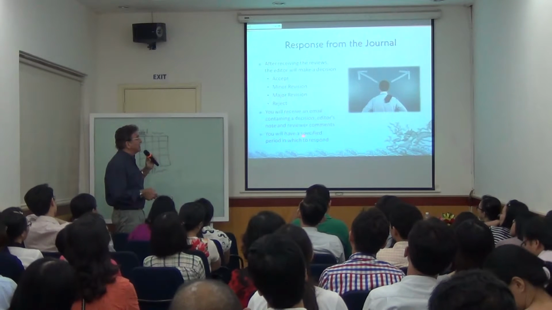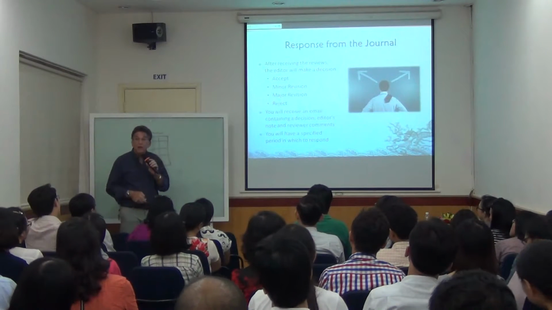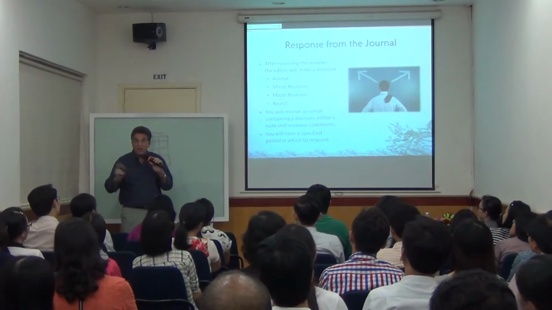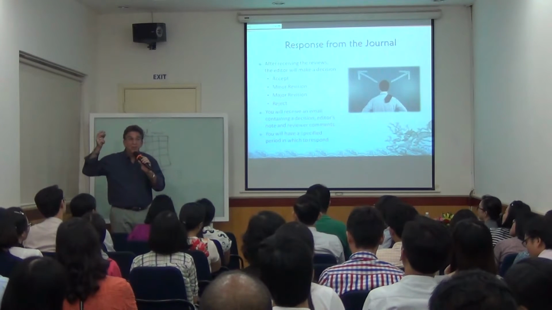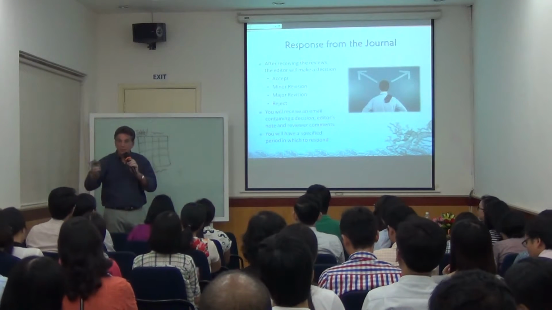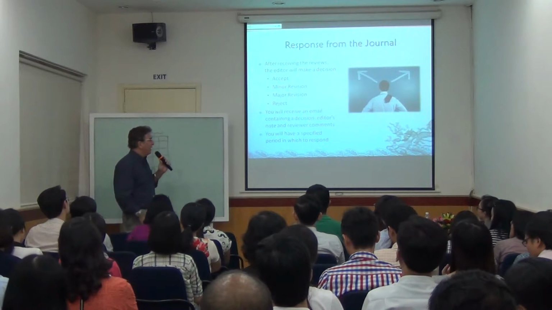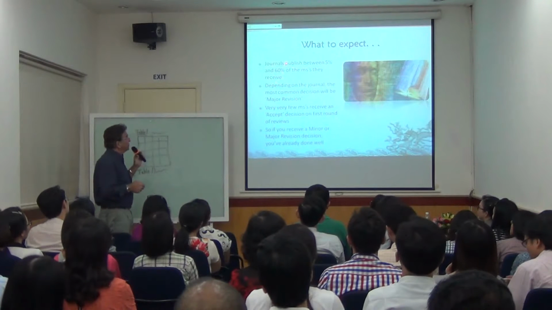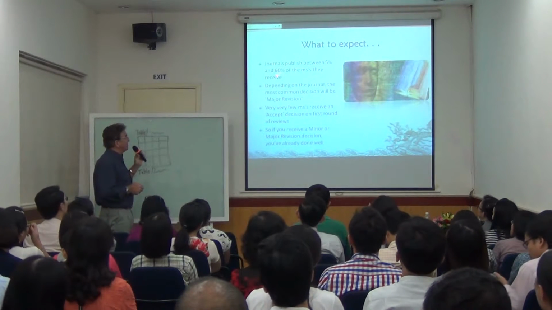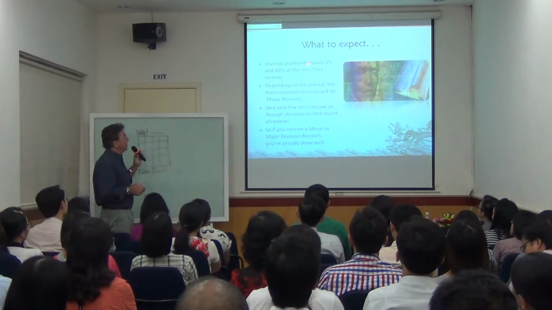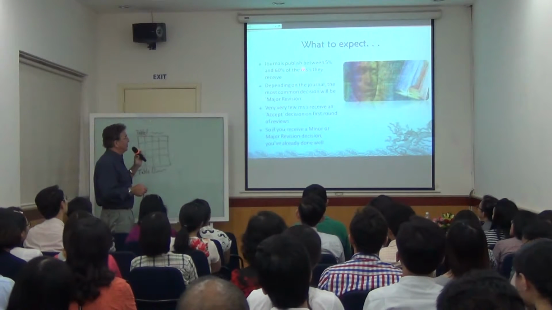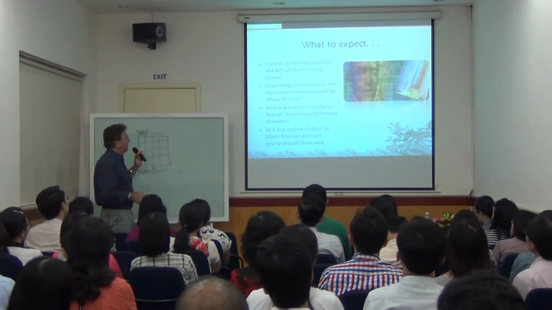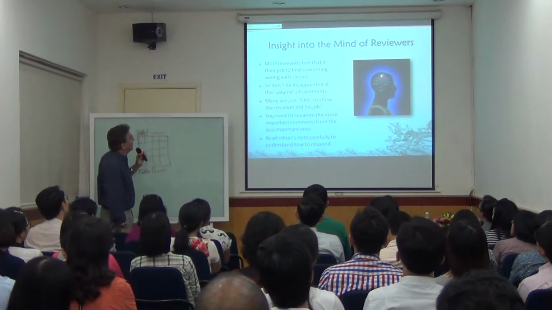And you'll usually have a specified period, usually 2 months, but not always. One journal I submitted to gave you 1 year, but most journals give you about 2 months to respond. Journals publish between 5% and 60% of the manuscripts they receive. As I said before, it depends on the journal.